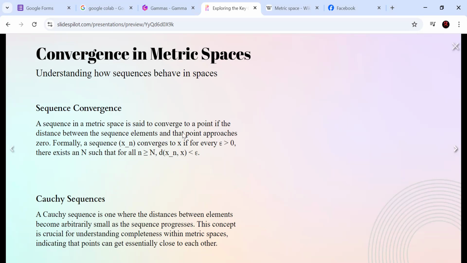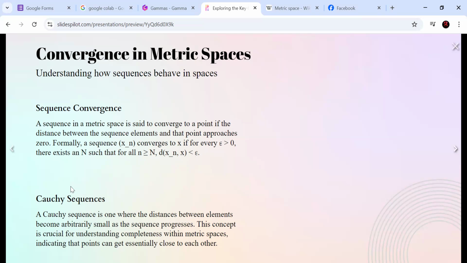the point approaches zero. Formally, a sequence xn converges to x if for every epsilon greater than 0 there exists a natural number N such that for all n greater than N, the distance calculated between xn and x is less than epsilon, then the sequence will converge.